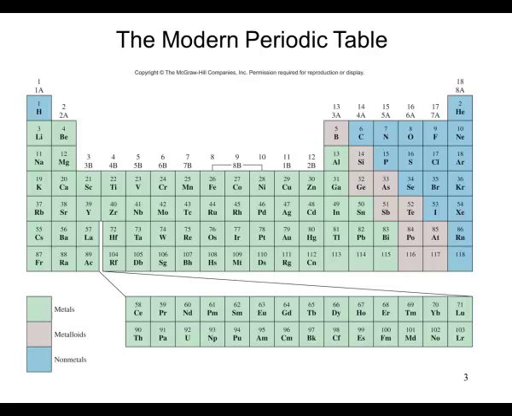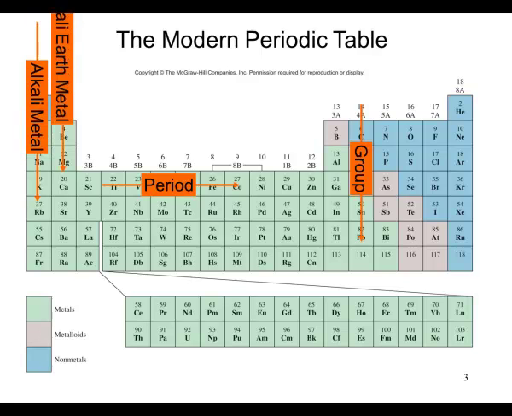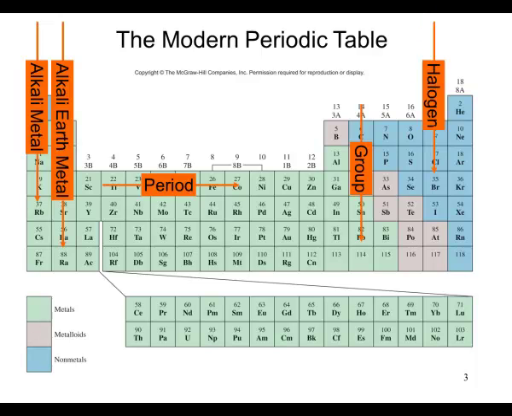In the periodic table, rows are referred to as periods. The columns are referred to as groups. Some important groups are 1A, the alkali metals, 2A, the alkaline earth metals, 7A, the halogens, and 8A, the noble gases.